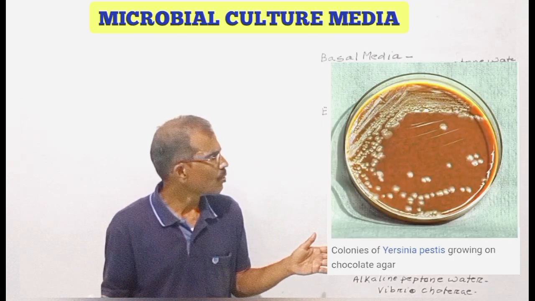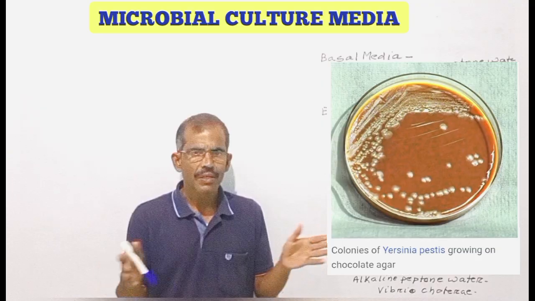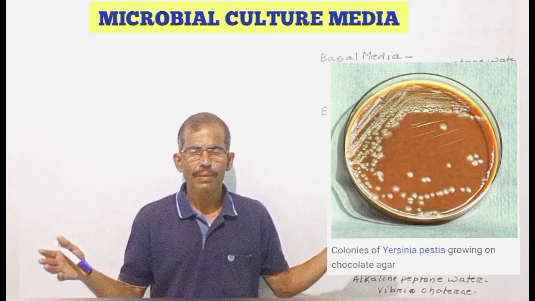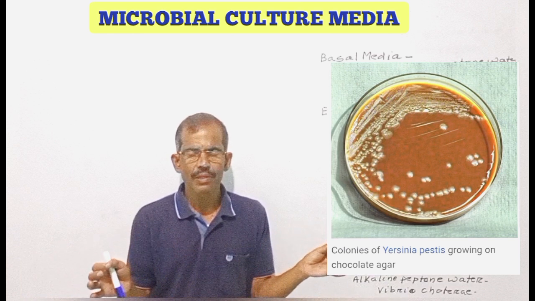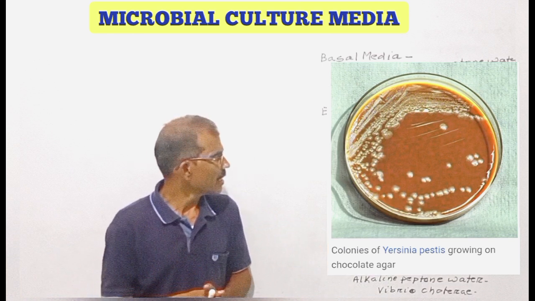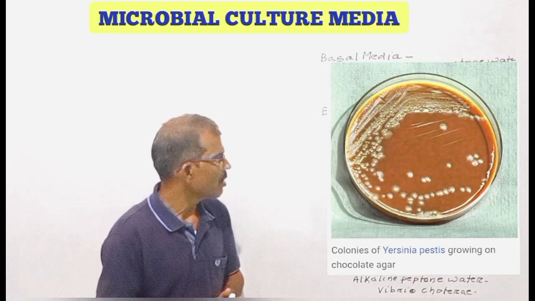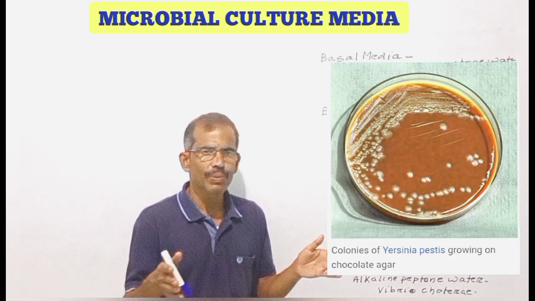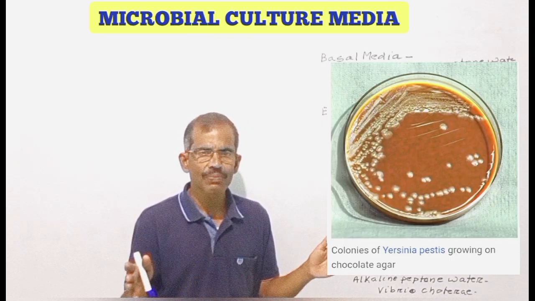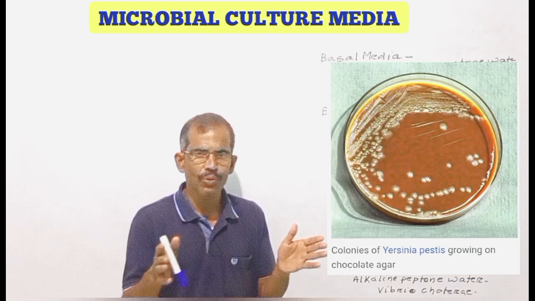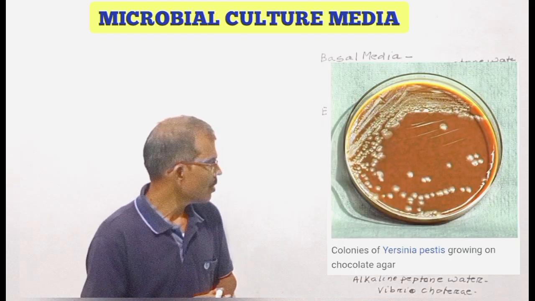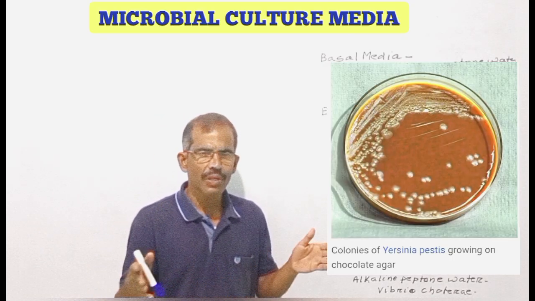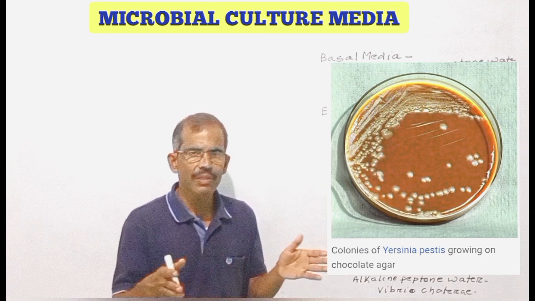It supports the growth of Streptococcus, Neisseria, and Haemophilus. It is also used to classify bacteria based on their ability to destroy red blood cells. Second example is chocolate agar, which is used for the isolation of Haemophilus species and sexually transmitted bacteria such as Neisseria gonorrhoeae. Third example is Loeffler's serum medium, which is used for the growth and cultivation of Corynebacterium diphtheriae.